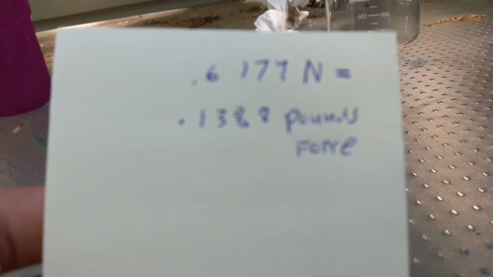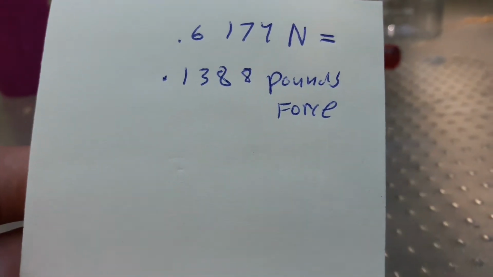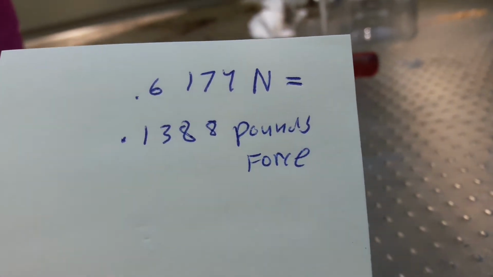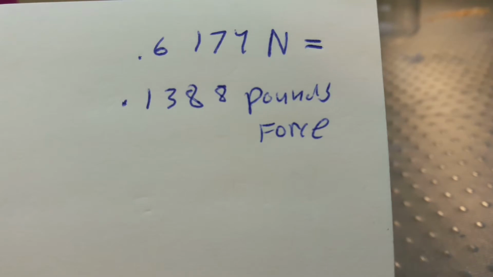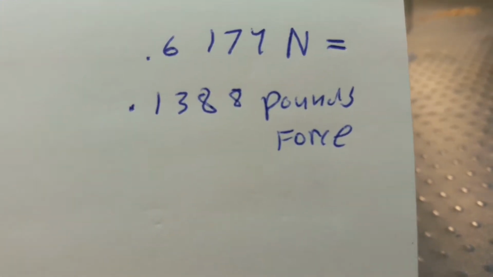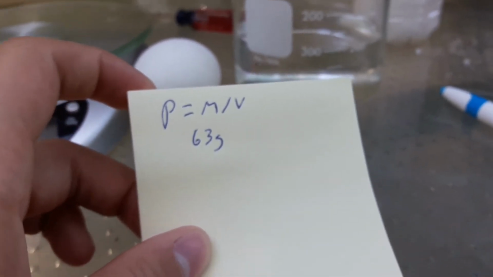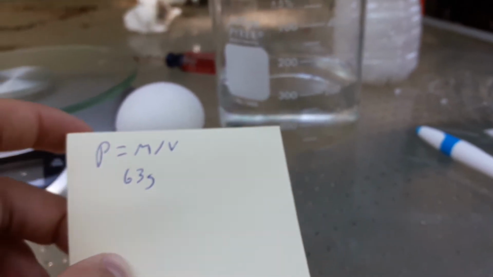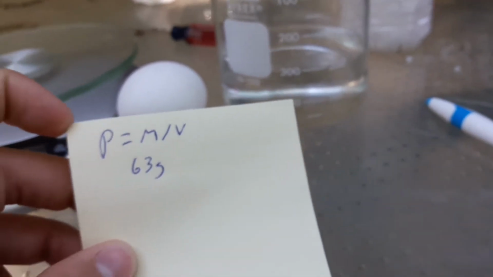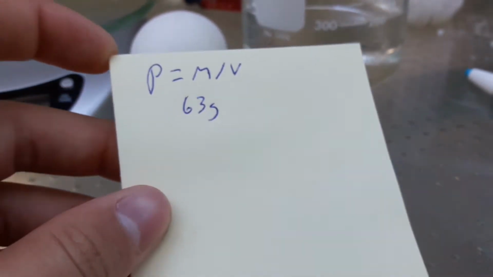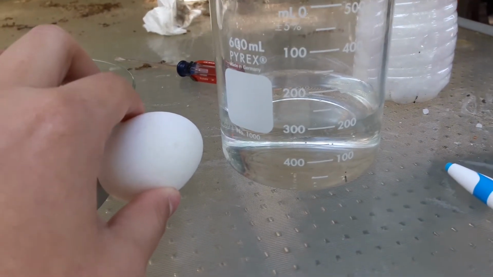Now we change the newton force into a force that you can more understandably see and comprehend, pounds force. 0.138 pounds of force is pushing down. That is not much at all. So buoyancy has to counteract that force for the egg to float. Now what we're going to do is calculate the density of that egg so that we can match or exceed it, densify, if you can call it that, the water with salt so that it will float. So now we have a beaker here with 200 milliliters of water.